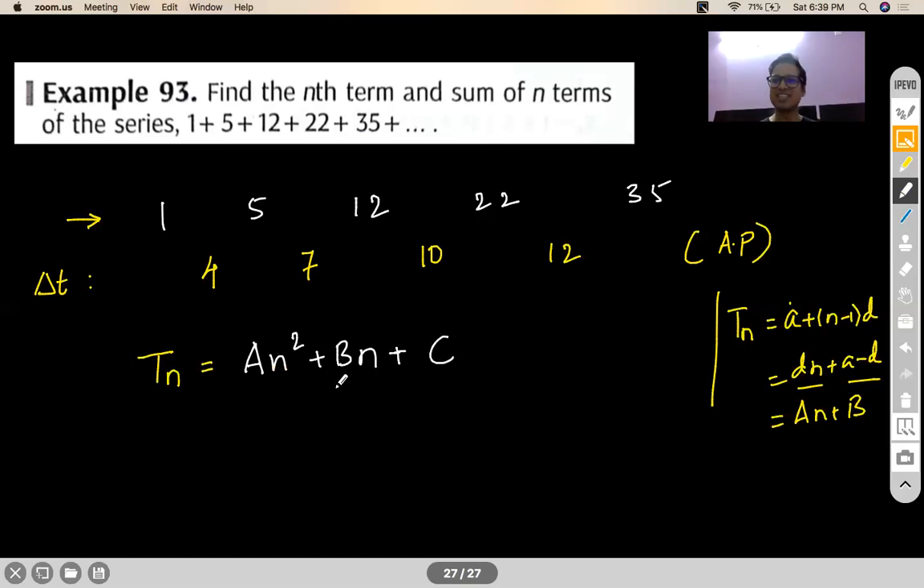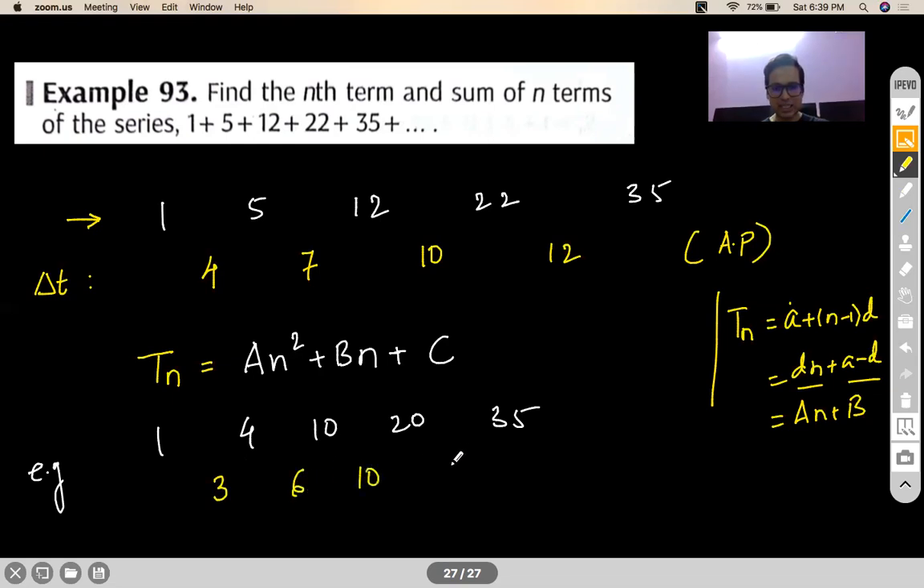And this is scalable. For example, let us say if you had a series where, I'll just take an example. I'll take another example. Let's say I had 1, 4, 10, 20, 35. Okay. Here you will see that if you take the difference, you'll get 3, 6, 10, 15. Okay. And again, if you take the difference, 3, 4, 5. Now AP comes here. That means delta T doesn't give you an AP, but delta square T gives you an AP.